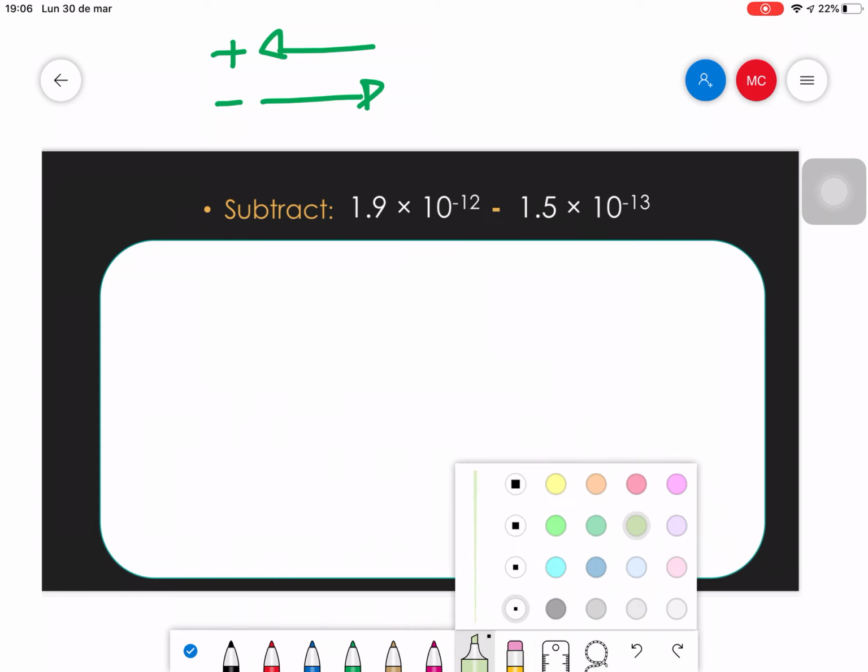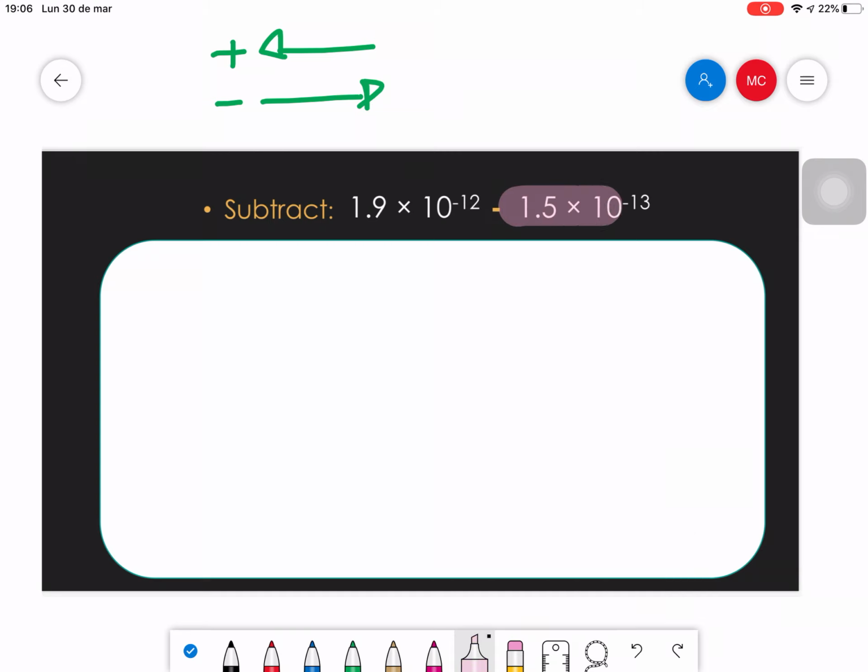Señalo el número que es menor. El que es menor es este. This is the number that needs to be changed. So, I just copied this down. 1.5 times 10 to the negative power of 13.